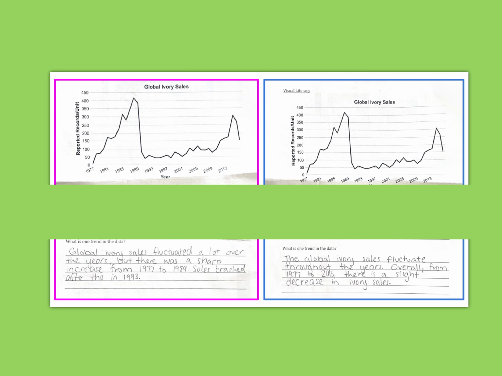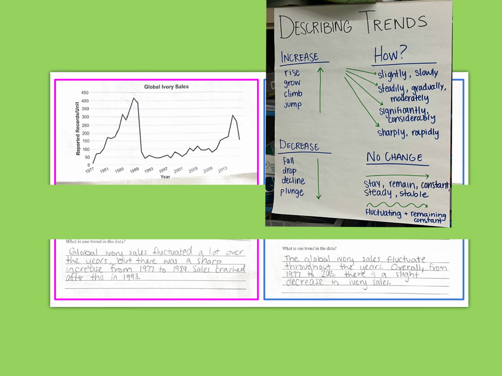So the next question is, what is one trend in the data? So when we're describing trends in data, we want to use words that describe increases and decreases, and we want to say how those things are happening. So which of these 2 responses is doing a better job at that?